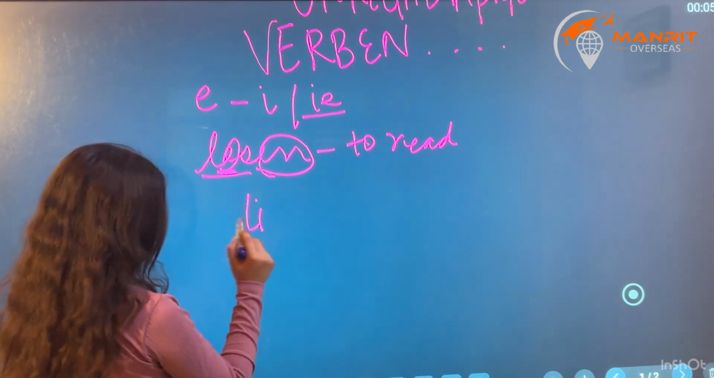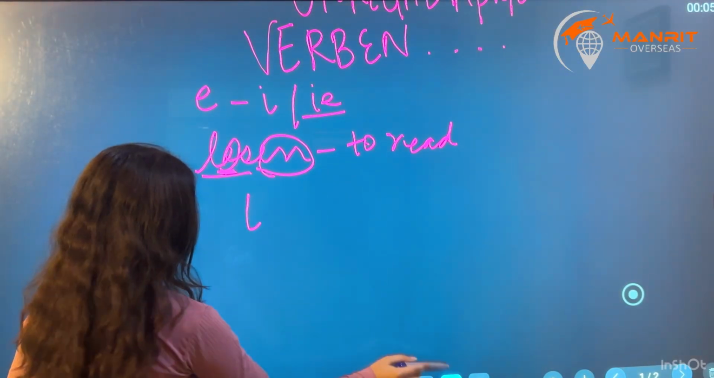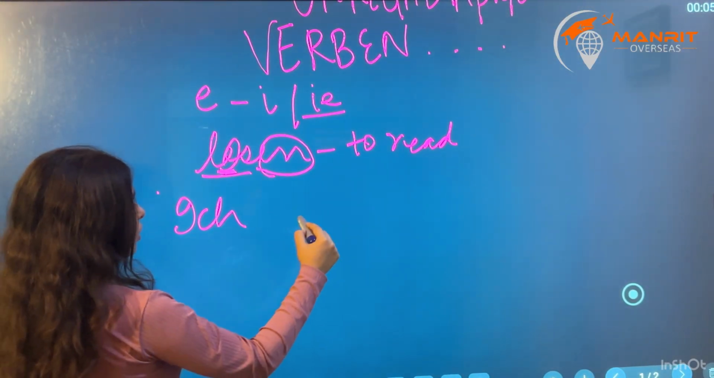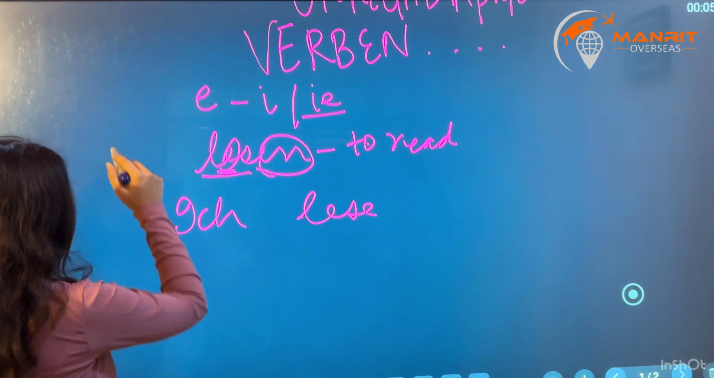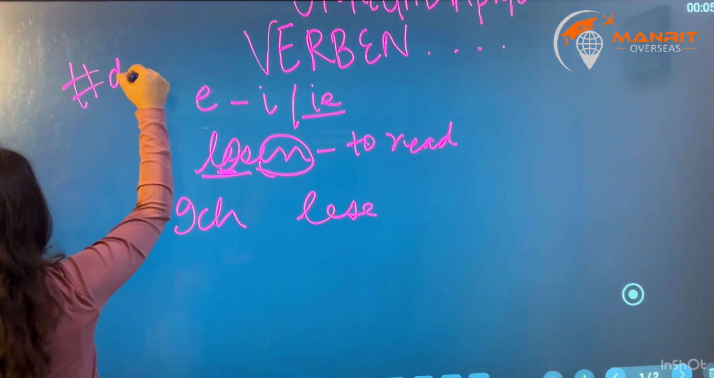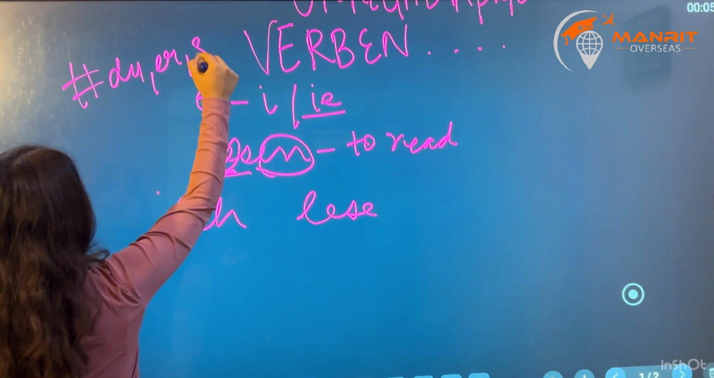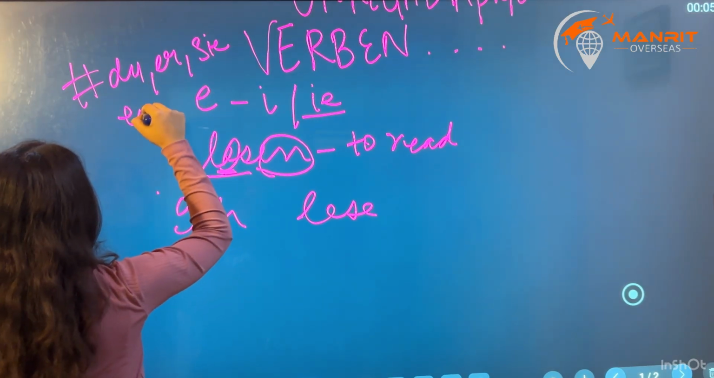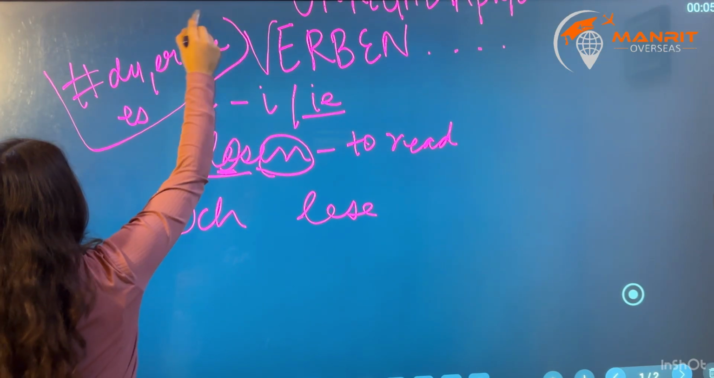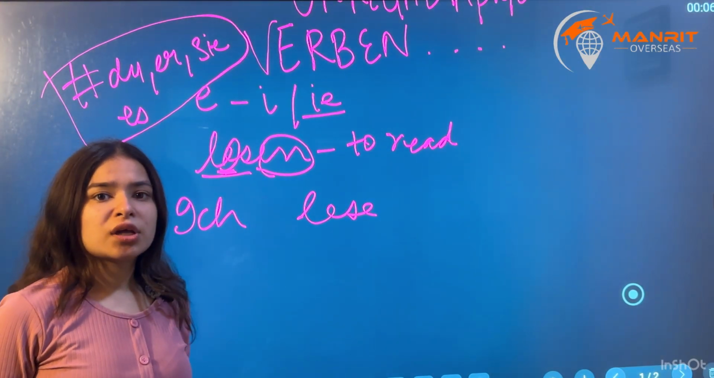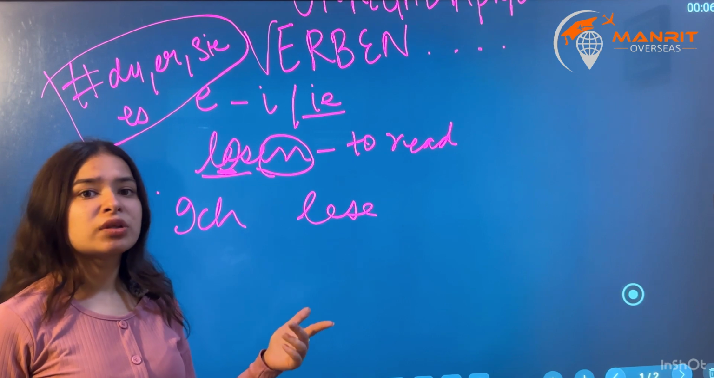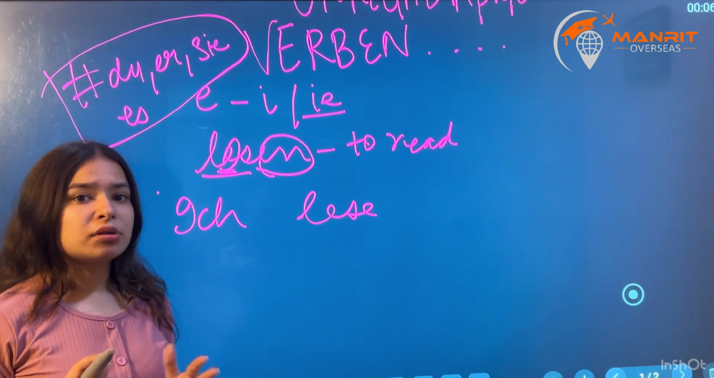It will be ich. With ich it will be lese, the normal E ending that you give. And also remember that this rule only applies to the conjugation of du, er, sie, es. Only to these four conjugations you have to apply this rule, and not to any other. If you apply this rule to any other conjugation, it will be wrong.